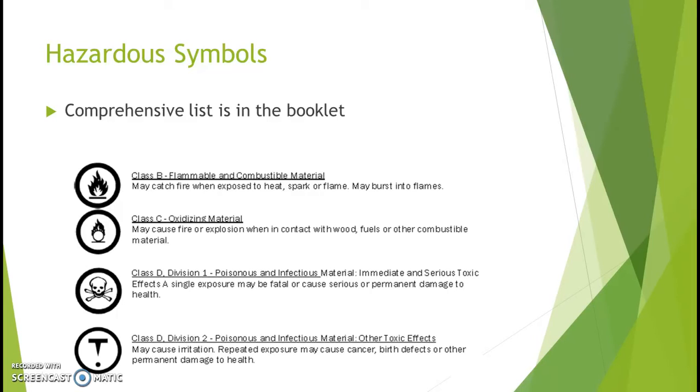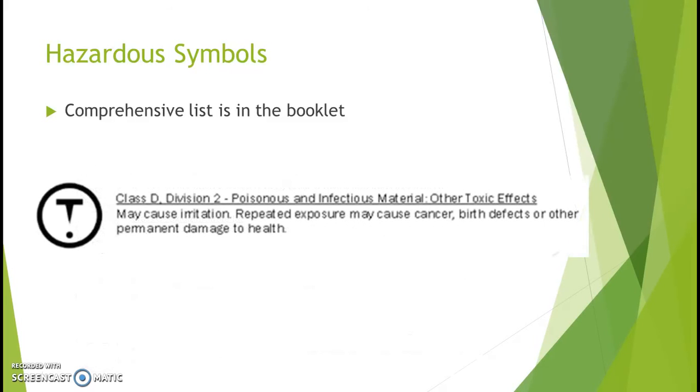But you may not be familiar with the Class D Division II symbol for toxic materials. And this is where solder lies. And you can see here, this symbol suggests that the material may cause irritation. Repeated exposure may cause cancer or other permanent damage to health. And that's what class solder is put in for our classroom. And this is why we need to be very cautious with it.